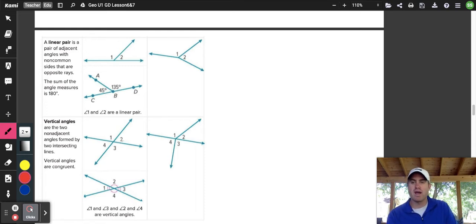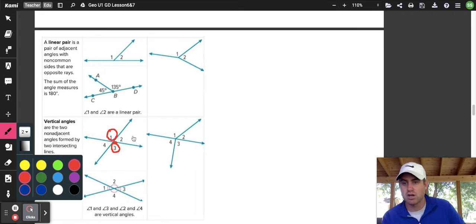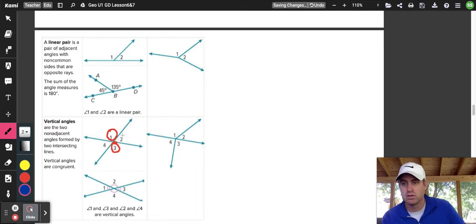All right, vertical angles are two non-adjacent angles formed by intersecting lines. Vertical angles are congruent. So in this drawing, angle 1 and angle 3 are congruent. And angle 2 is congruent and vertical to angle 4.